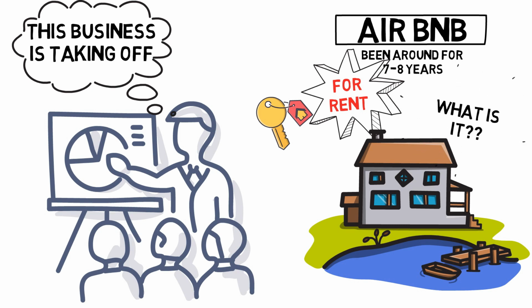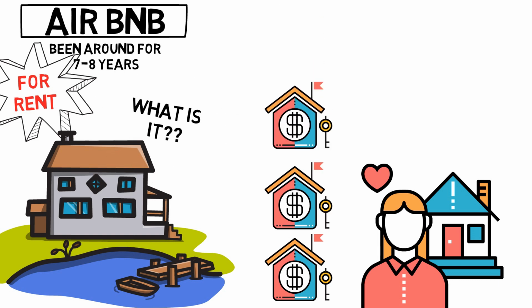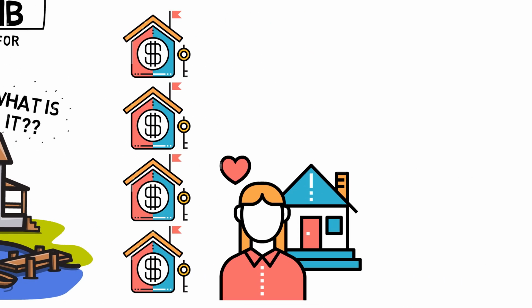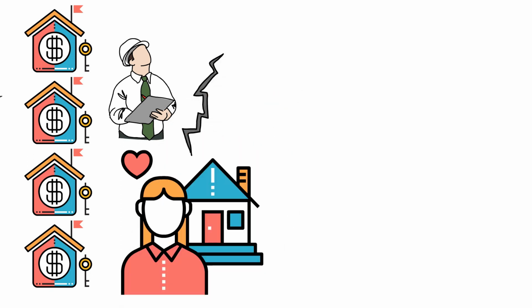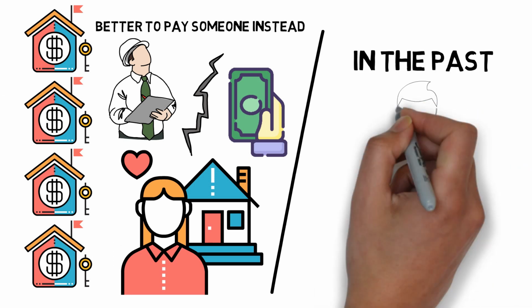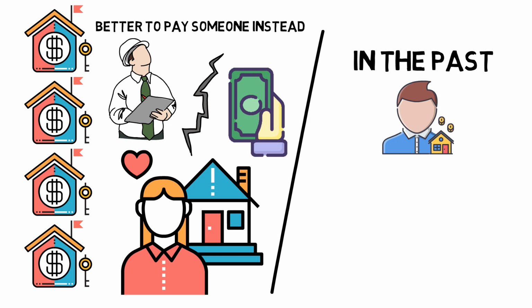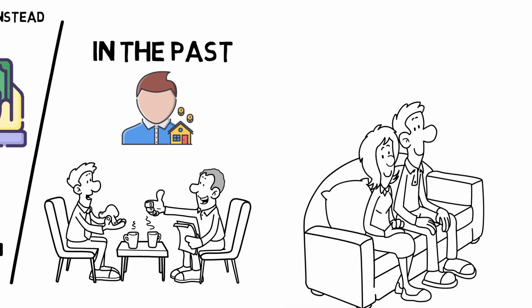Well, imagine you're a property owner and you own about 5 or 6 properties. You don't want to have to deal with the management side of things, finding new tenants, making sure they don't break anything. You'd much rather just pay someone to do this stuff for you. In the past, you'd go to a property management company who would find long-term tenants to rent your houses. These tenants would pay monthly rent.